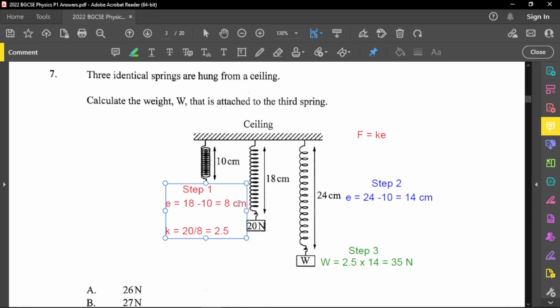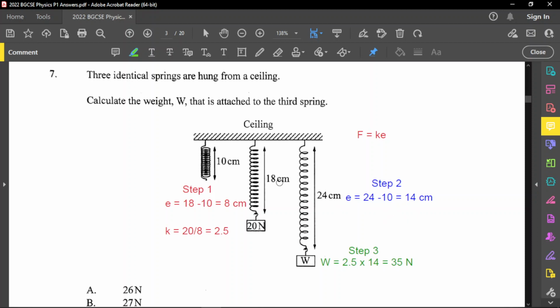Therefore, the extension is really 8 centimeters, right? And since we understand that F is equal to KE, we can find the constant, and the constant will be 20 divided by 8, which is the force divided by the extension. Once we find the constant, we can go ahead and determine the extension on this third spring. Since it's 24 and the unstretched is 10, we'll say 24 minus 10 equals 14.